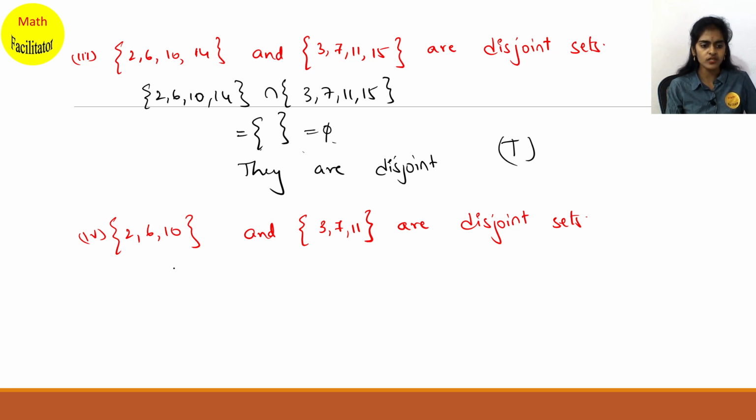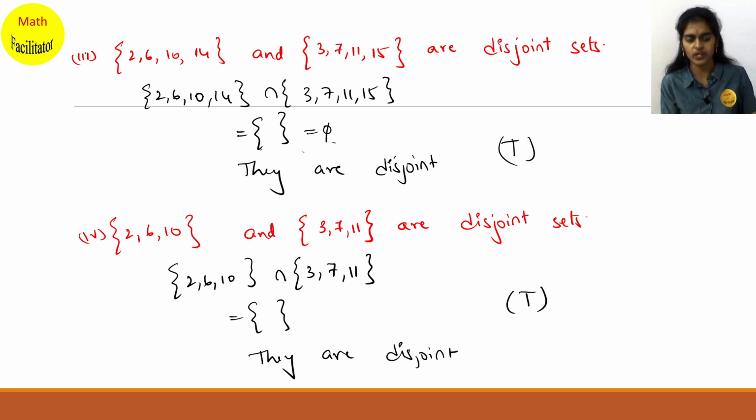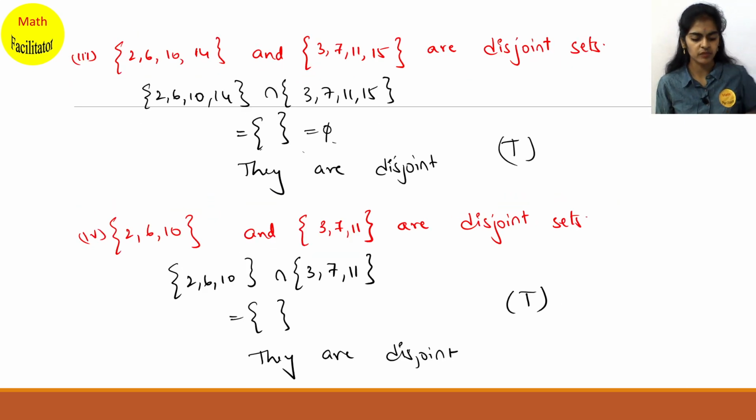And 2, 6, 10. Here also you see you have 2, 6, 10 and intersection 3, 7, 11. Here also there is nothing in common, so I can say they are disjoint sets. So this is how we find, right, and this is true. Disjoint sets should have nothing in common. Clear? So with this we have completed this exercise, and I hope I cleared each and every doubt of yours.